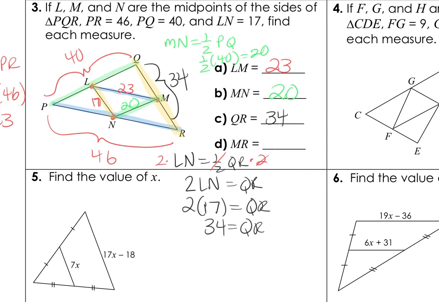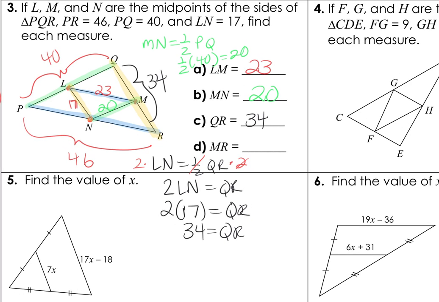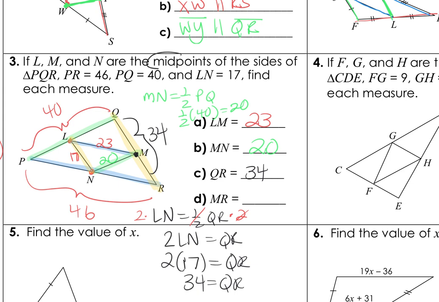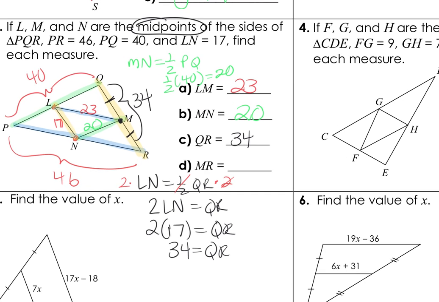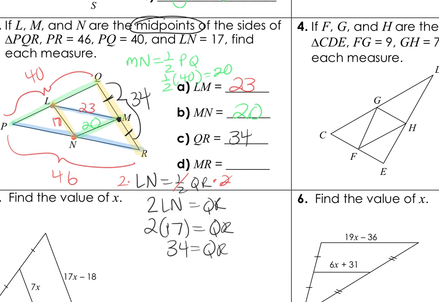Last one is MR. So to get MR, remember this point M is the midpoint. They told me that that's the midpoint. That means QM is the same as MR. So really all I need to do is divide. Well, we kind of just did the work right over here, guys, that the midsegment is going to be half. So half of 34, that's kind of what you started with, would be 17. So that's 17 and that's 17.